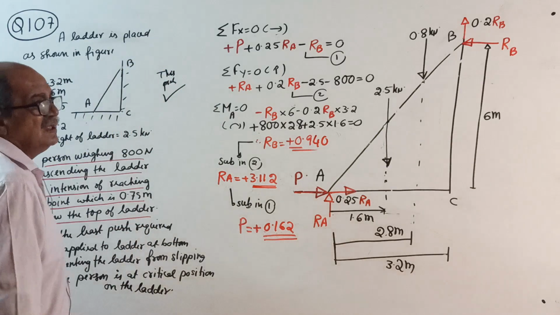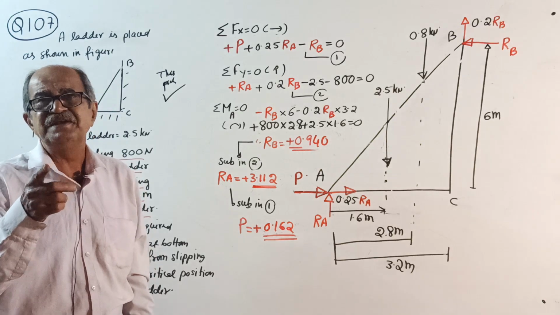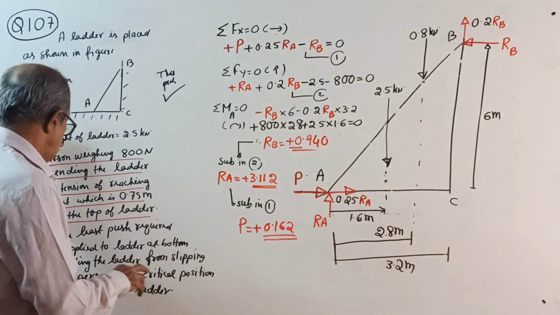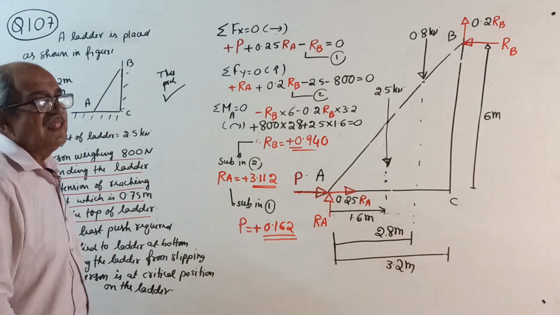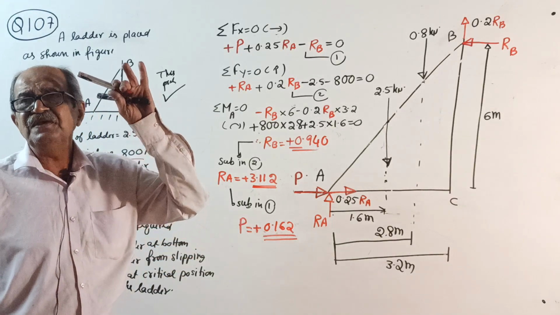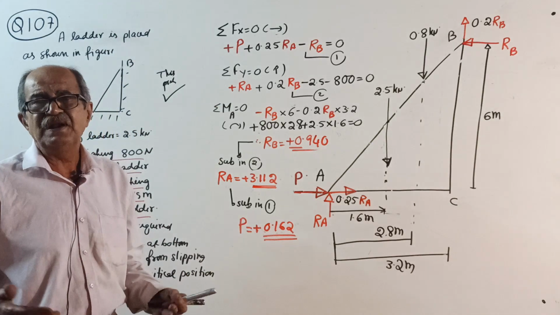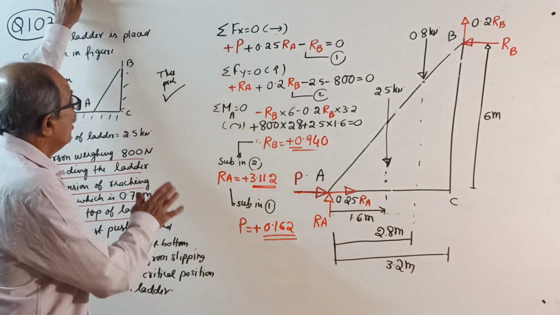I told you, least push required is the minimum push required. That is for limiting friction. Thousands of times I told. For preventing the ladder from slipping, least push required is when the friction reaches limiting friction. If I tell further, so many people will say, sir, how many times are you telling? Okay, this you write.